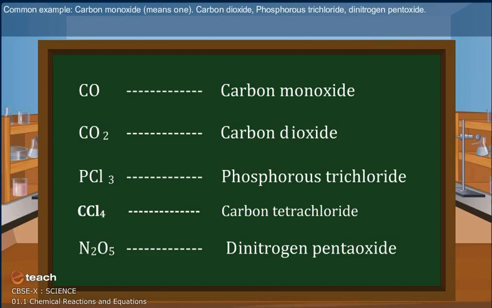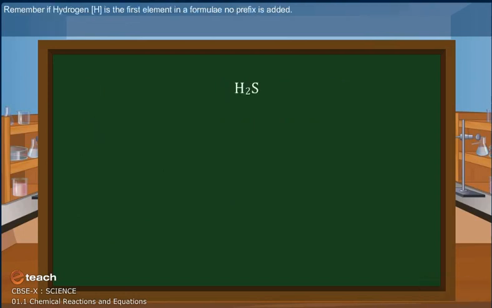Let us take a common example. Carbon monoxide, where mono means 1. Carbon dioxide, phosphorus trichloride, and dinitrogen pentoxide. Remember, if hydrogen is the first element in the formula, no prefix is added. Example, H2S is known as hydrogen sulfide and not dihydrogen sulfide.